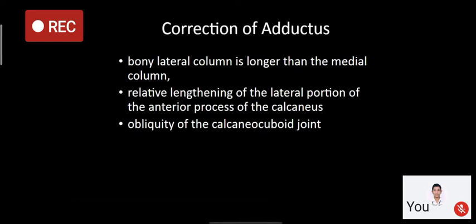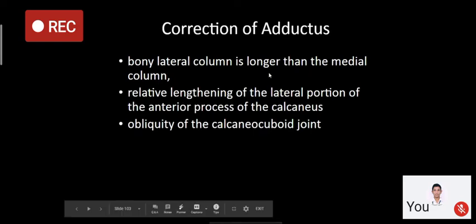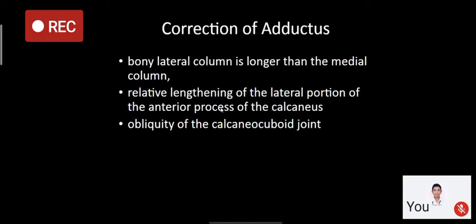In forefoot adductus, the lateral bony column is longer than the medial column. So there is relative lengthening of the lateral portion of the anterior process of calcaneum, and there is obliquity of calcaneocuboid joint, which causes the longer lateral bony column. The lateral bony column of the foot, that is fourth and fifth metatarsal, cuboid, and calcaneum, they all are lengthened, and medial side is not growing at that same pace.